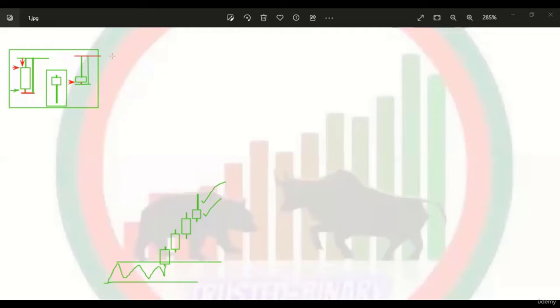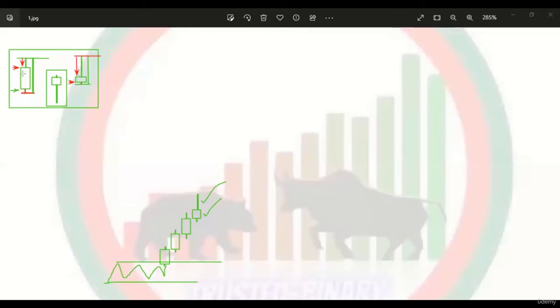So now try to understand which sellers are powerful in this case. These sellers or these sellers? In the second one, the sellers are stronger. That's why they push the market further down and fight with the buyers, and it finally closes this candlestick as a weak bullish candlestick. That means the sellers' power is high in this case. Sellers' power is very, very high.